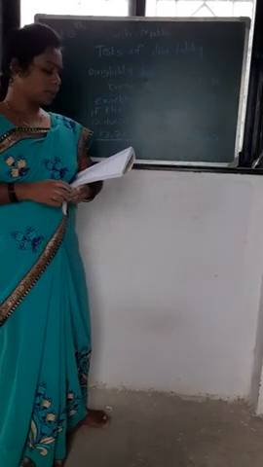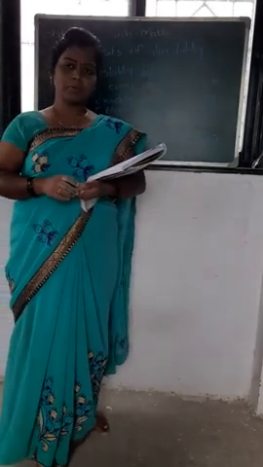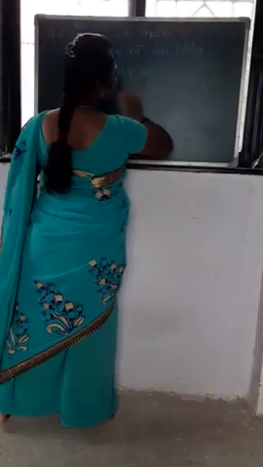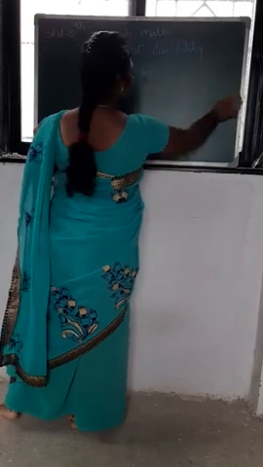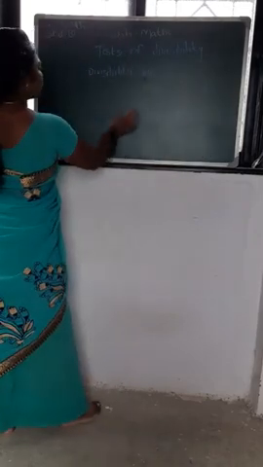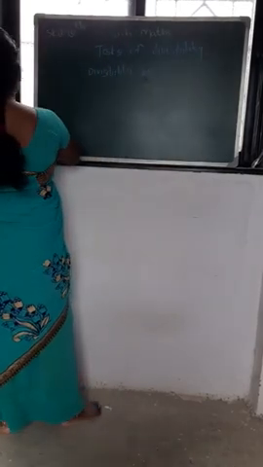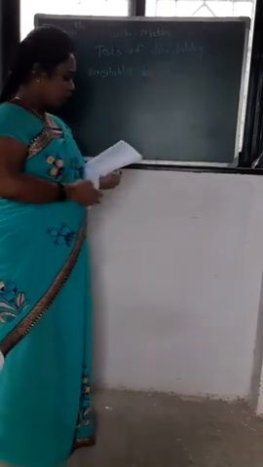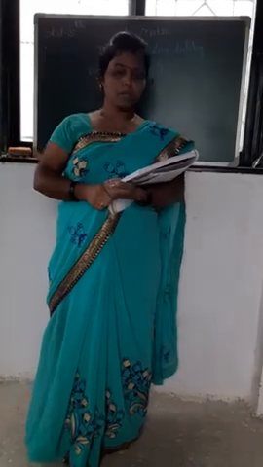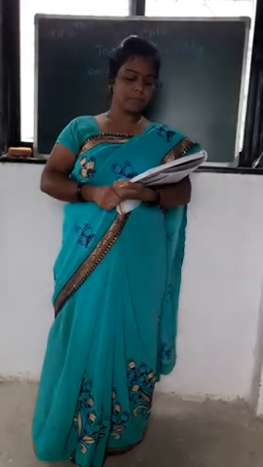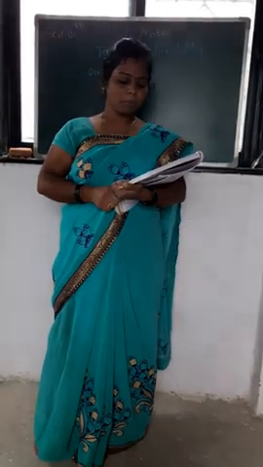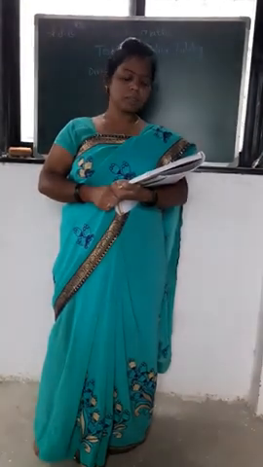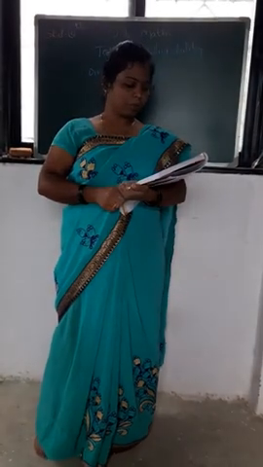Next, the third property is divisibility by 4. In this property, a number can be exactly divisible by 4 if the number formed by its tens and ones place digits is divisible by 4.